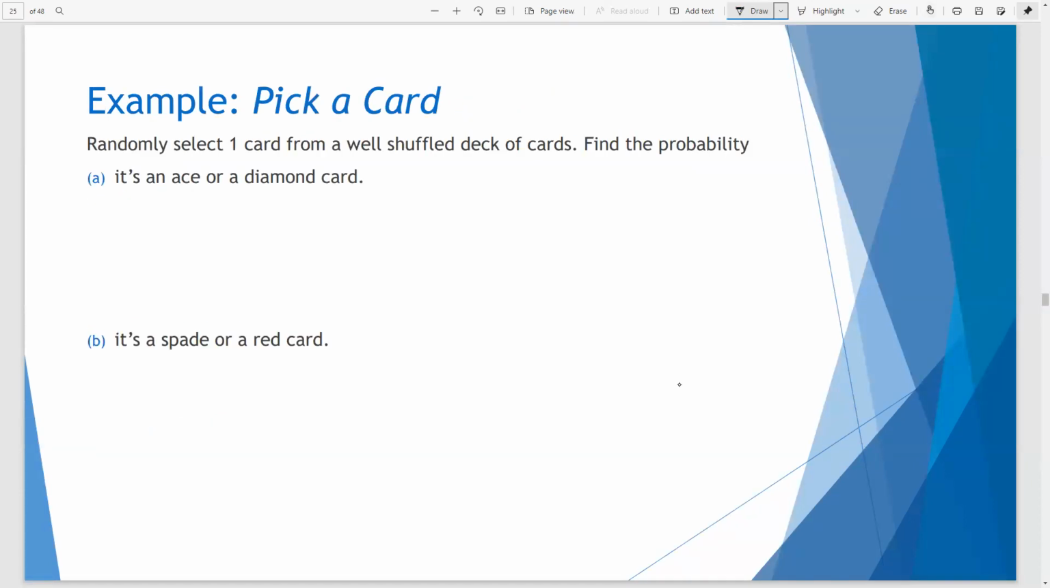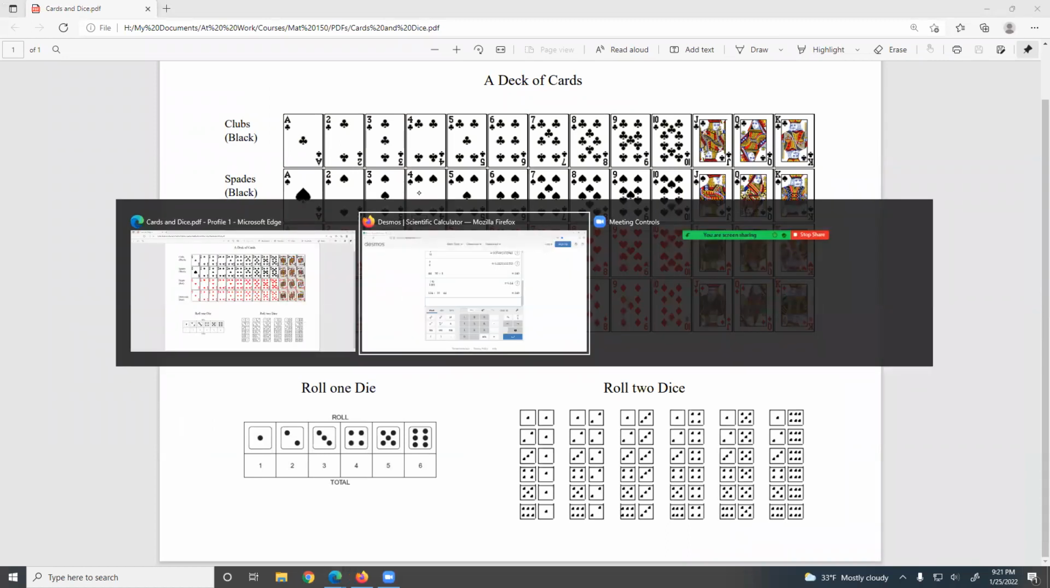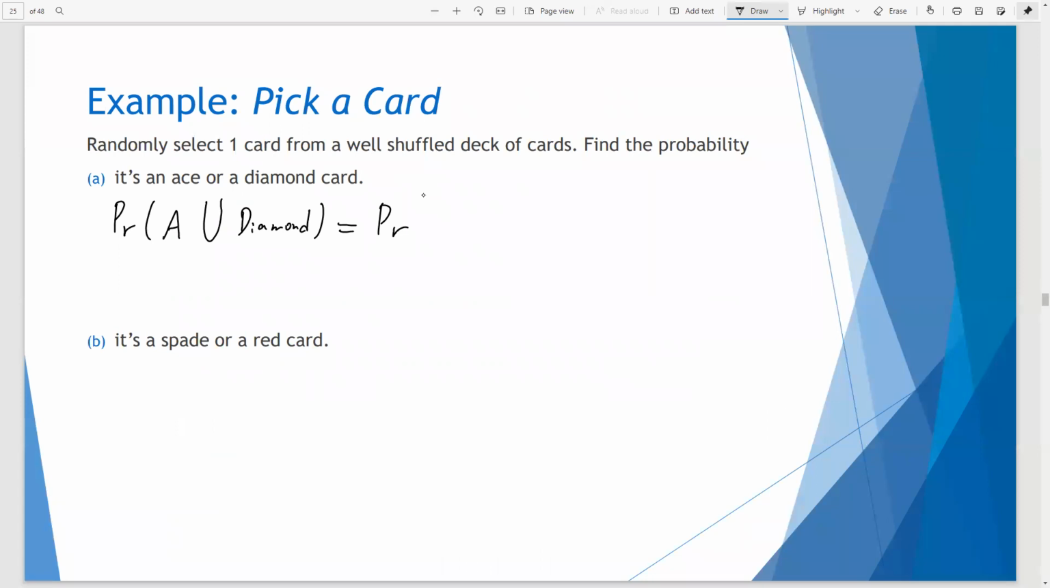Randomly pick one card from a well-shuffled deck of cards. Find the probability that it's an ace or a diamond card. Right, so the probability that this is an ace or this is a diamond. Even though we have the chart here, it will be a little bit hard to count everything. So we use a formula to do it, right?